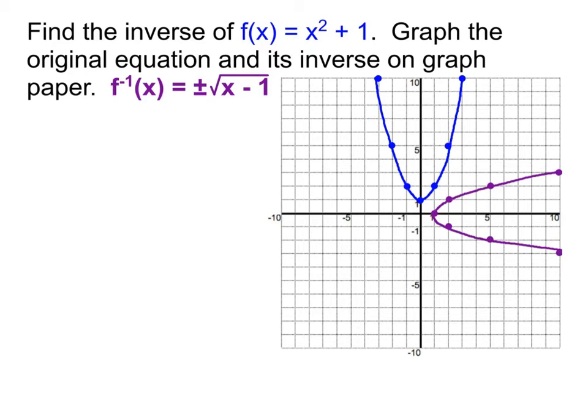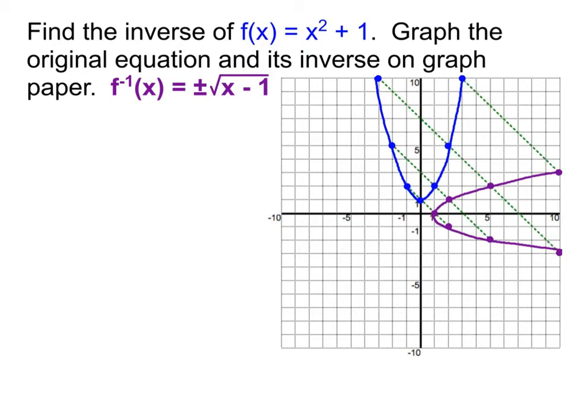Notice by doing that, that also shows why we need the plus or minus, because remember, the inverse has to be the same shape. And in order for that inverse to have the same shape, it does have to include both sides of the original graph, hence the plus or minus.